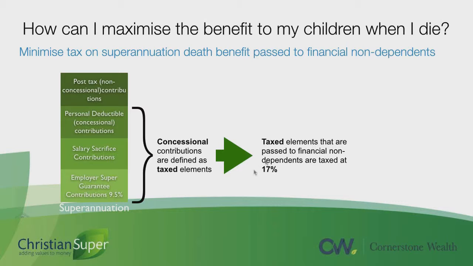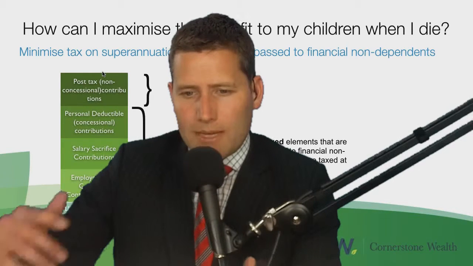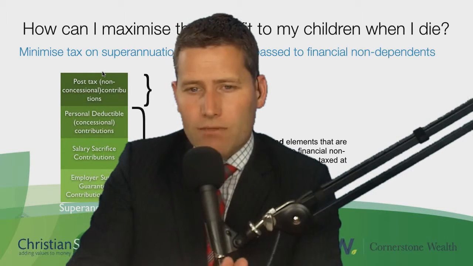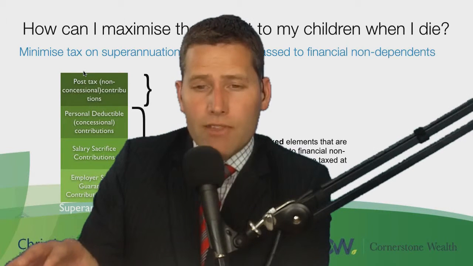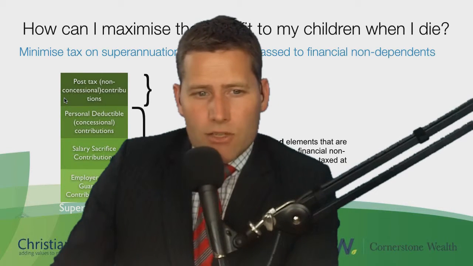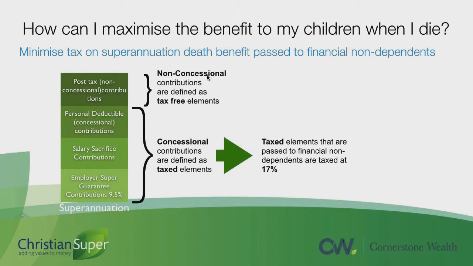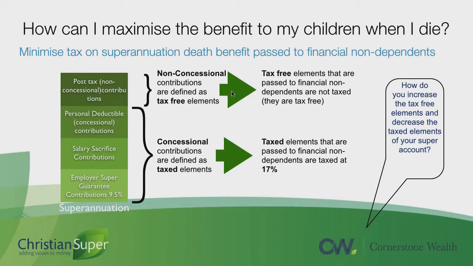If your superannuation money passes to your financial non-dependents, for example adult children, 70% of that is deducted from the death benefit payment. Now, tax-free components, the type of components that we talked about earlier, so say for example you sold a house for $500,000, put $500,000 into super and claim $35,000 as a deduction, $465,000 of that money would be what we call non-concessional contributions. Those types of contributions are tax-free elements inside super, and they pass to financial non-dependents tax-free.